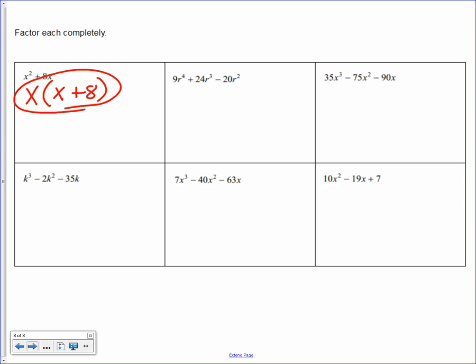The next one, I can pull out an r squared from each one. So I get 9r squared plus 24r minus 20. And then I factor. So if I box and diamond it, I would have ended up with this.